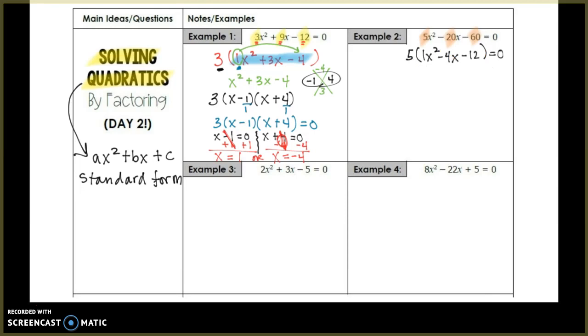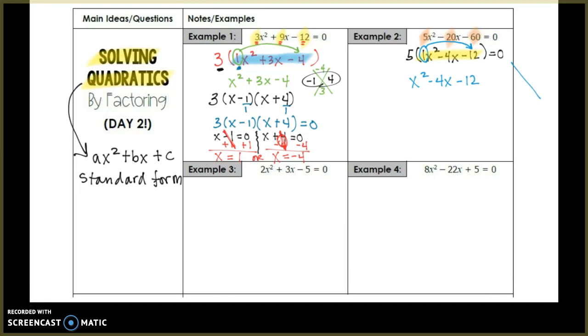And so now I want to do my slip and slide method, but I want to use it with only this inside the parentheses. So we're going to take our 1 and we're going to slip it over to the 12. And so that gives me x squared minus 4x minus 12.